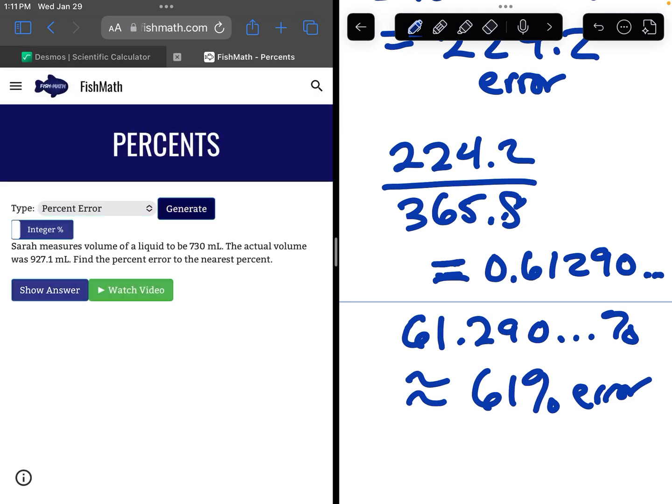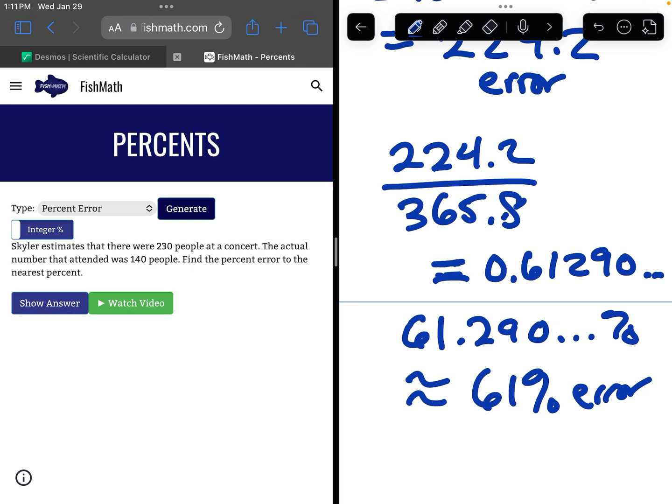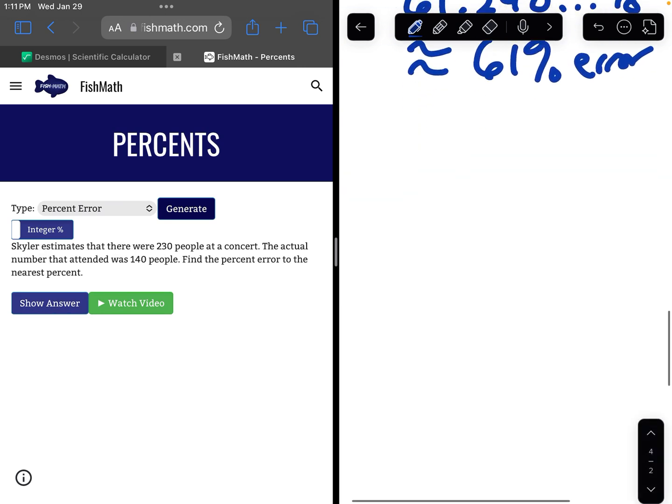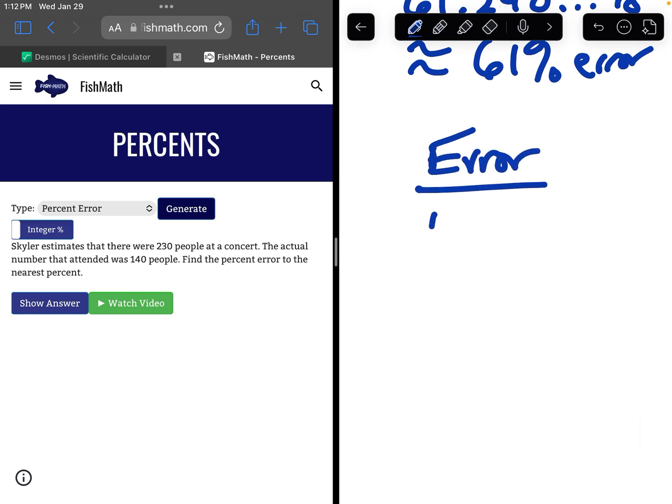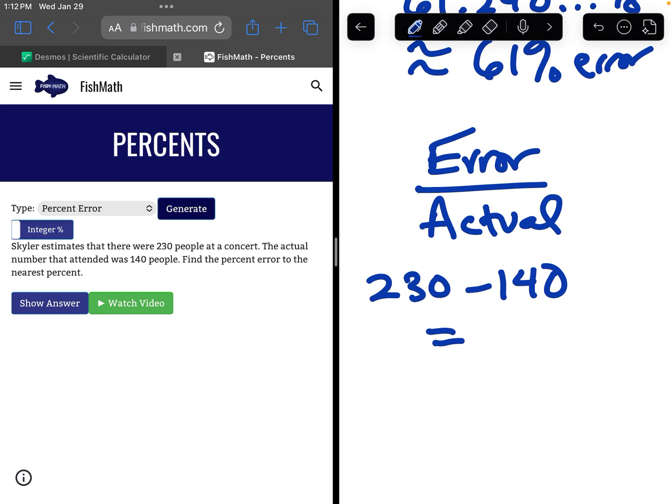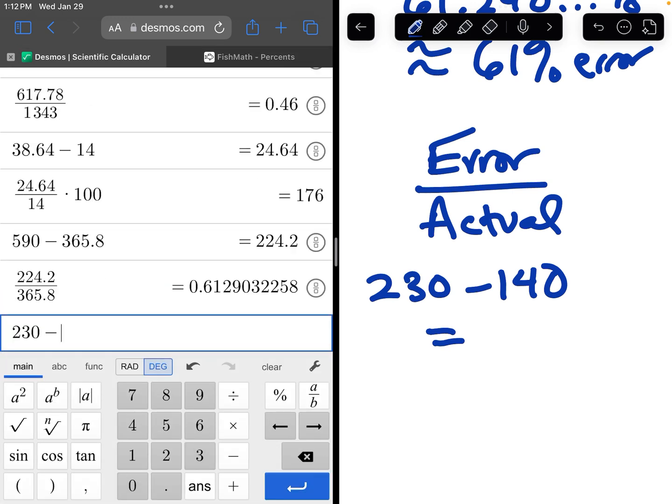Let's do one more percent error here. Let's do, I don't know, how about a concert? Here we go. Again, we're going to do what is the error, how much were they wrong by, divided by the actual amount. So the error, we're going to just subtract 230 minus 140, and that will give us how much they're wrong by. So 230 minus 140 is 90.